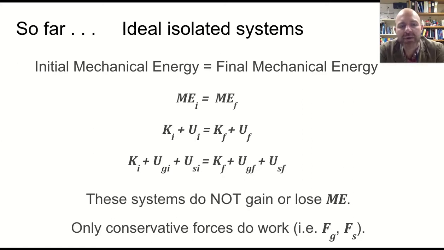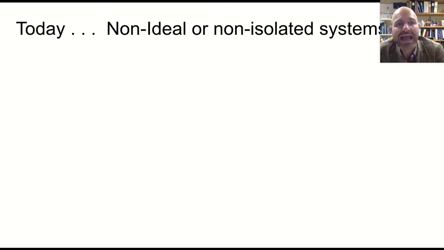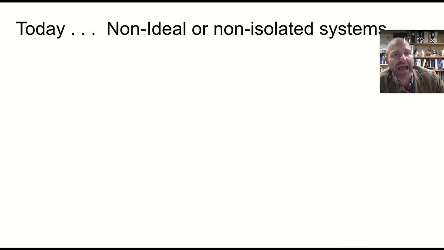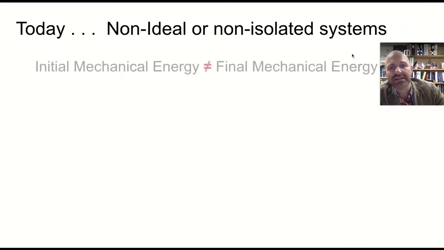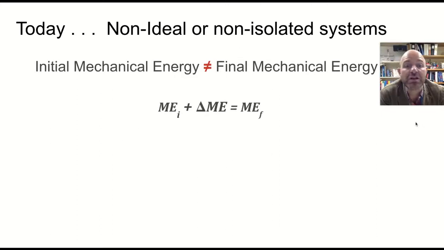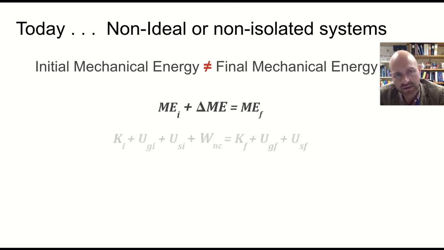So far, when we've talked about ideal isolated systems, the initial mechanical and final mechanical energies have been equal. This is only with conservative forces like the force of gravity and the spring force. But now with a non-ideal system, we need to add something else. We need to say, well, they don't equal, which means there is some change in mechanical energy to make the equation work out. So the initial mechanical energy plus whatever change there was from non-conservative work equals the final.